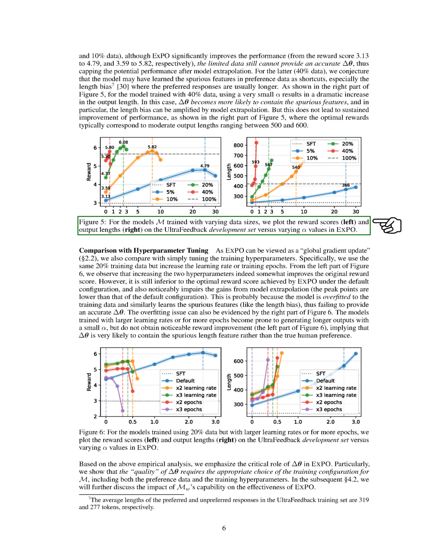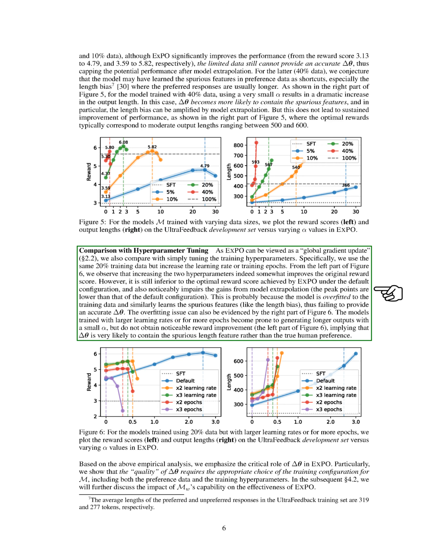Section. Comparison with hyperparameter tuning. In this section, we compared EXPO with hyperparameter tuning by adjusting the learning rate and training epochs on 20% of the training data. We found that tweaking these hyperparameters improved the reward score but still fell short of the optimal score achieved by EXPO. This adjustment also hindered the gains from model extrapolation, likely due to overfitting and learning spurious features like length bias, leading to inaccurate Δθ.